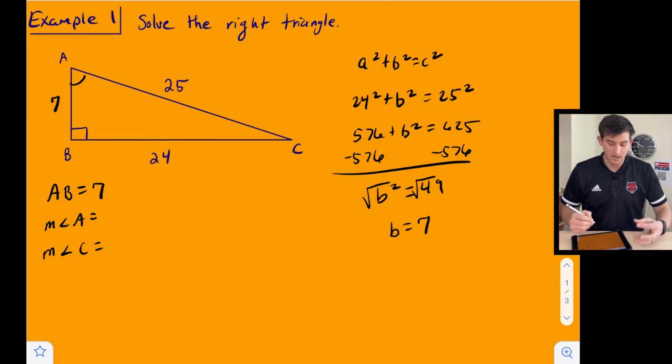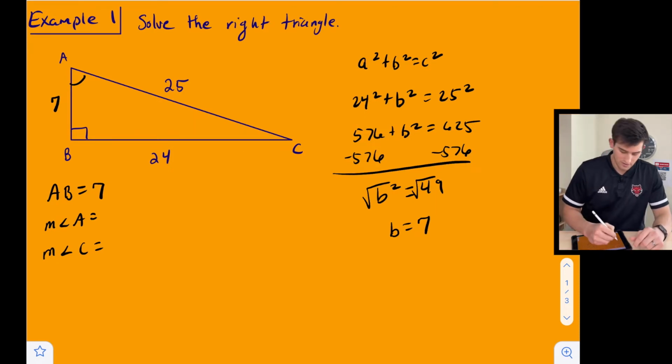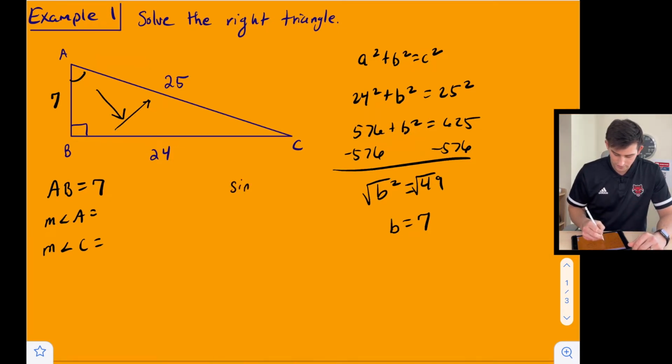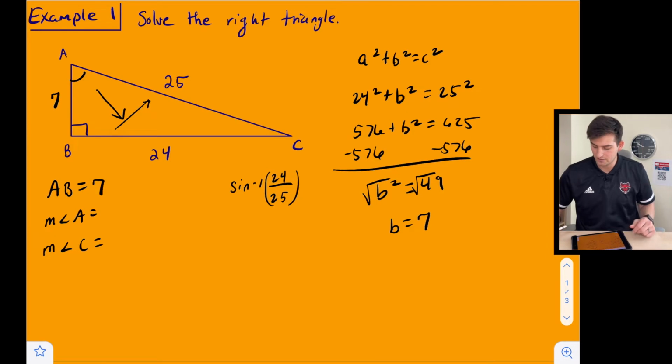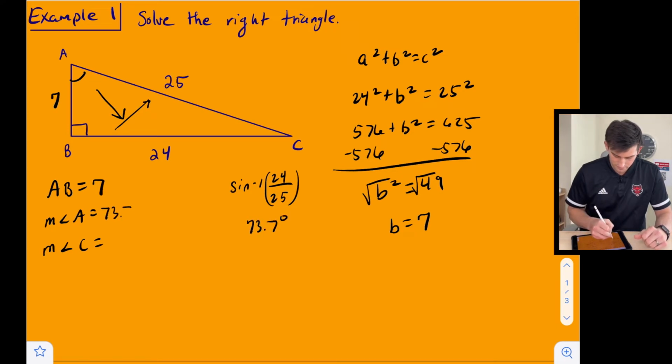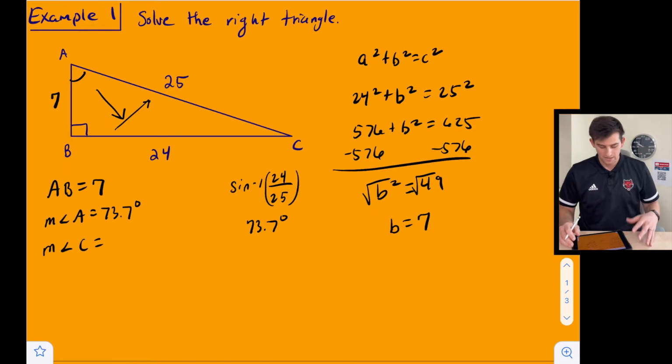Okay, so sine is opposite over hypotenuse, right? So to find A, we're going to have to do inverse sine, and we're going to do opposite over hypotenuse. So in my calculator, I'm going to do second sine, 24 over 25, and that gives me 73.7. So we'll say 73.7 degrees.